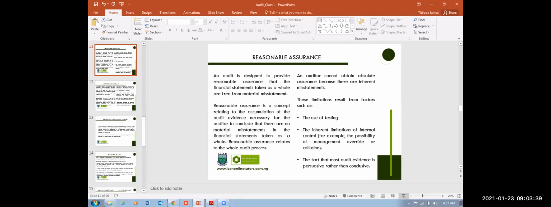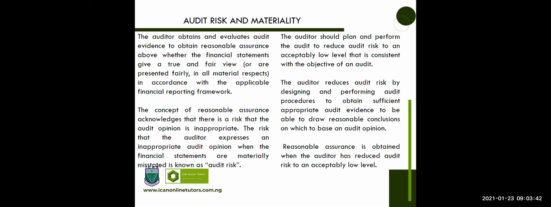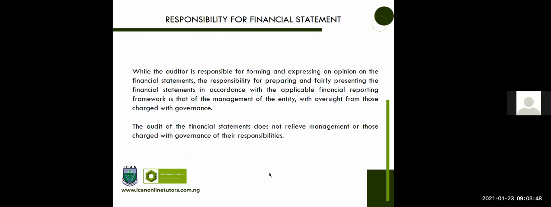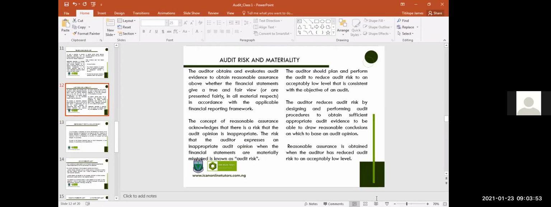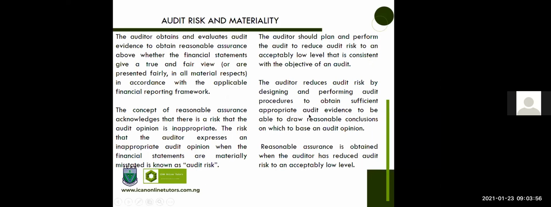Okay, so we're looking at audit risk and materiality because it informs a lot of the procedures. It informs the procedures that we are going to take. So the auditor obtains and evaluates all the evidence to obtain reasonable assurance about whether the financial statements give a true and fair view. We'll look more into that in audit reports. And are presented fairly in all material respects, which is what we're looking at, materiality, in accordance with the applicable financial reporting framework, which is IFRS.